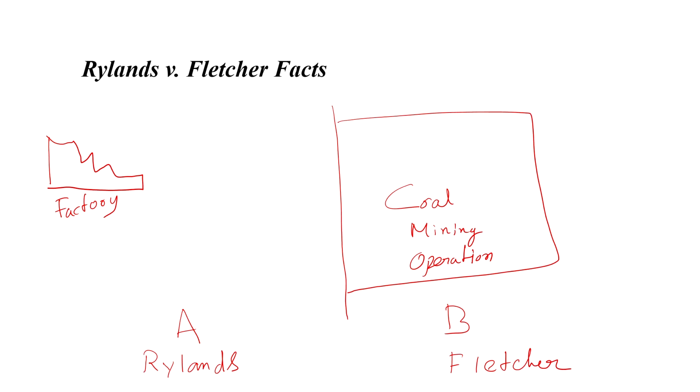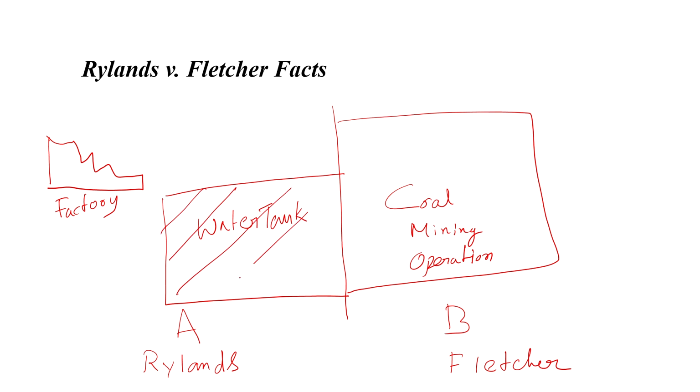Now, what Ryland does is that, for the purpose of a stable water supply, he digs a big water tank and fills it with water, and this water is brought from outside.